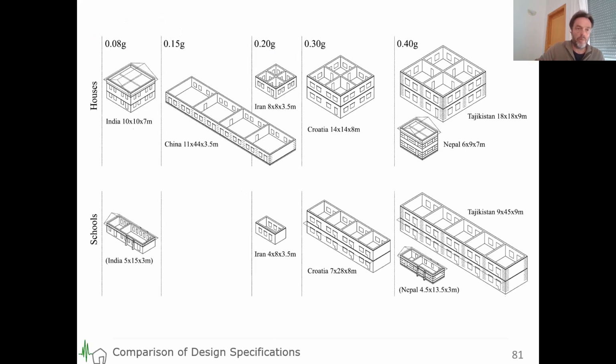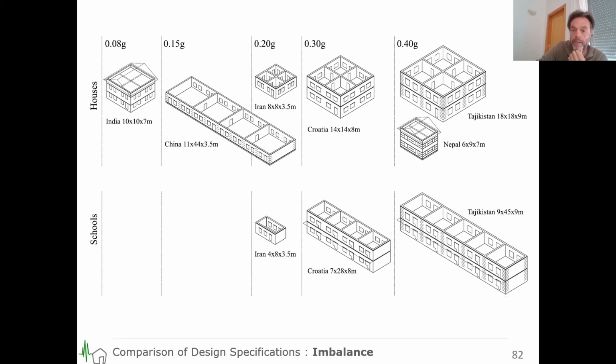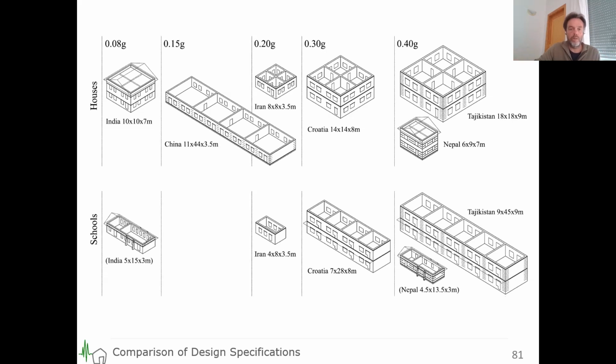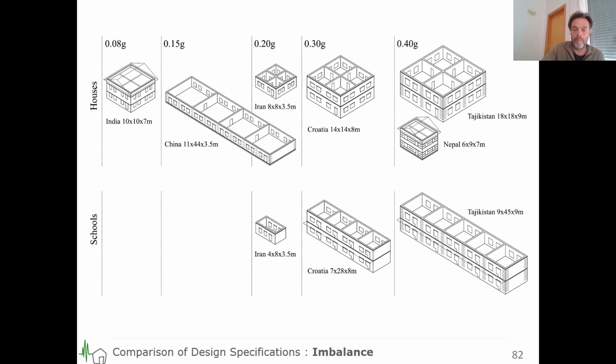So this is, for example, a house in India allowed only up to 0.08 G, 2-story, quite small volume. In Tajikistan, it is allowed up to 0.40 G, massive volume. There's such a difference between these countries. And with schools, it even becomes worse, because India and Nepal, even though in many places this is the material used for schools, it's basically not allowed, but the codes are not 100% clear about it. So this is why they are between brackets. But look at the difference between just one classroom in Iran versus what is allowed in Tajikistan. It's such a massive imbalance there.